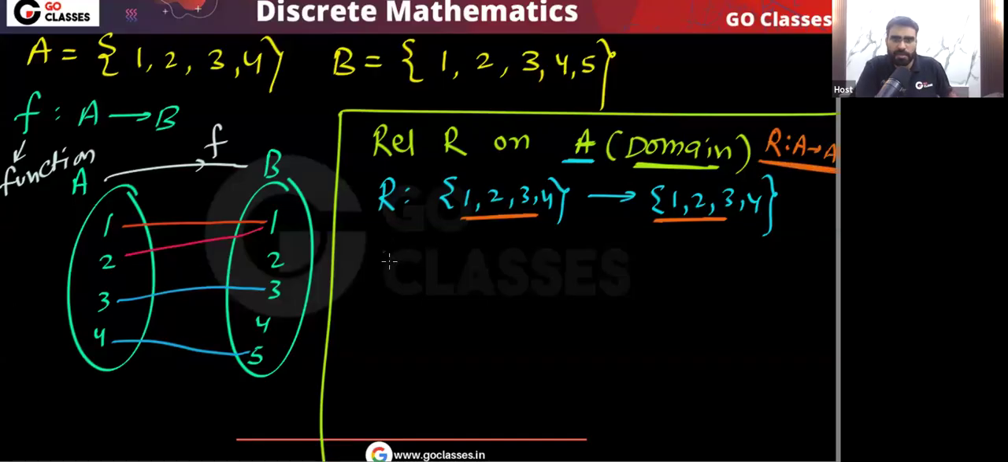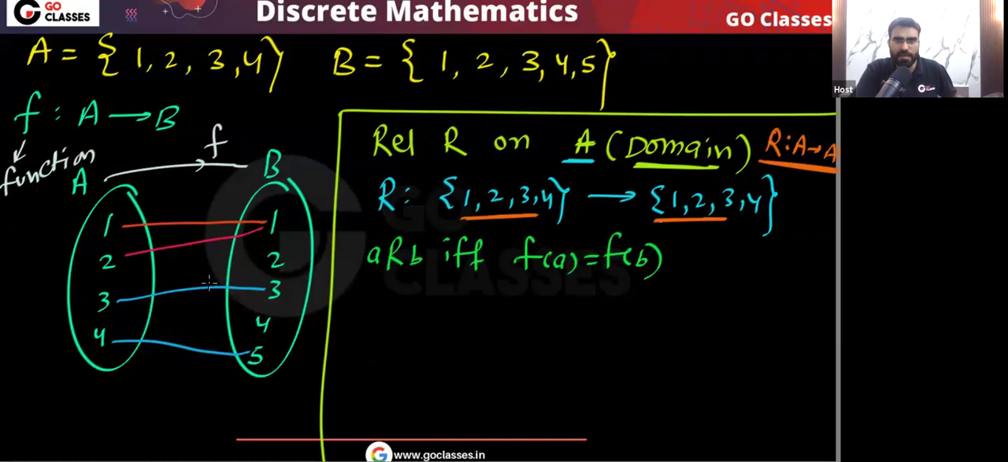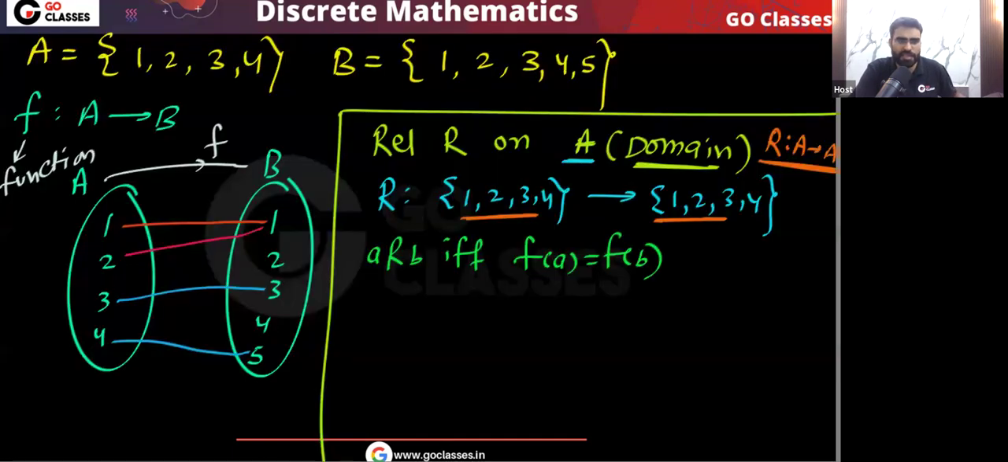Now you tell me, the question is saying that a is related to b if and only if f(a) is equal to f(b). And this is the function that is given to you. We are saying that two elements are related to each other if their image is same. You can see this: x is related to y if and only if their image is same, f(x) equals f(y). This is the definition that is given to you.